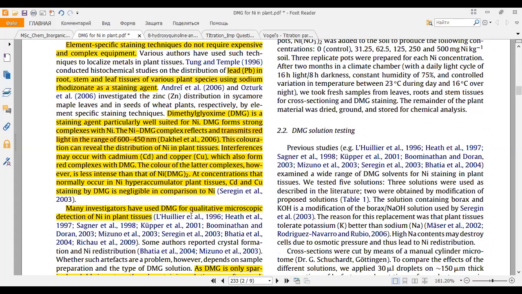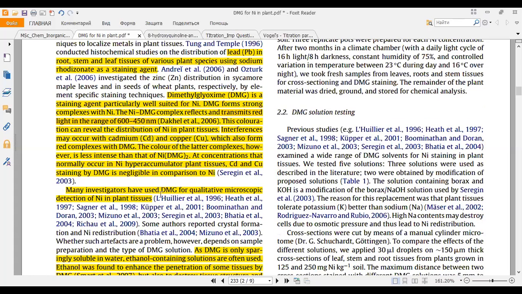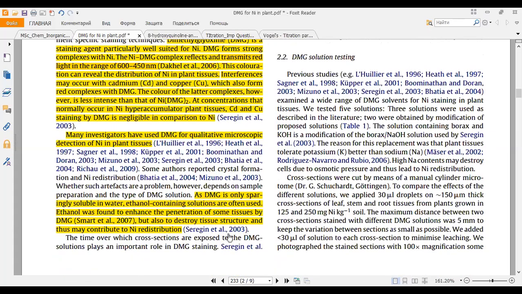Okay. So many investigators have used DMG for qualitative microscopic detection of nickel in plants. So these are several research articles. They have focused on using DMG as a qualitative analysis of nickel in plant tissues. Okay. As DMG is only sparingly soluble in water, ethanol-containing solutions are often used. So they are using ethanol as a solvent. So ethanol was found to enhance the penetration of some tissue by DMG, but also to destroy tissue structure and thus may contribute to nickel redistribution.